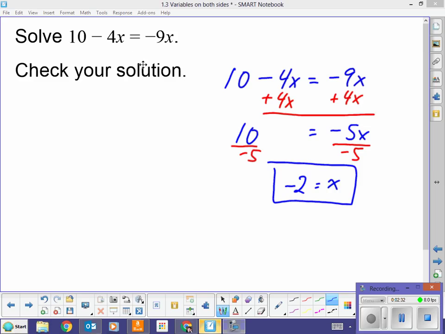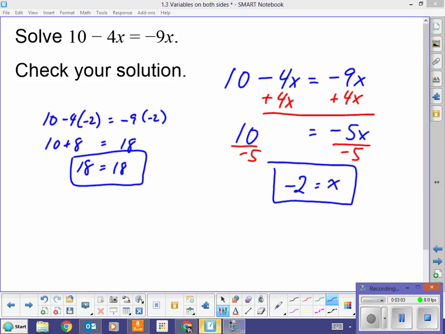Let's check your solution. Just look at this negative 2. If I put negative 2 in up here, negative 2 times negative 4 is going to be 8. And over here, it would be negative 9 times negative 2, and that's 18. So if I add these together, I'll have 18 equals 18. So I have a true equation. Okay, that's how we're going to check that.